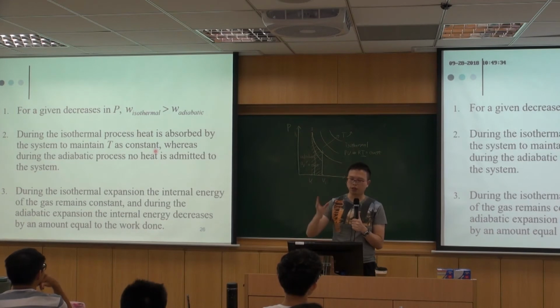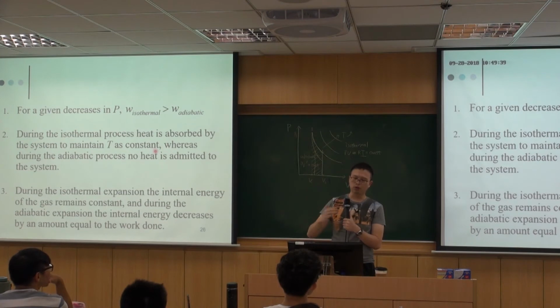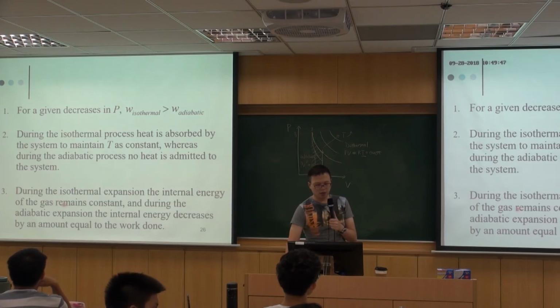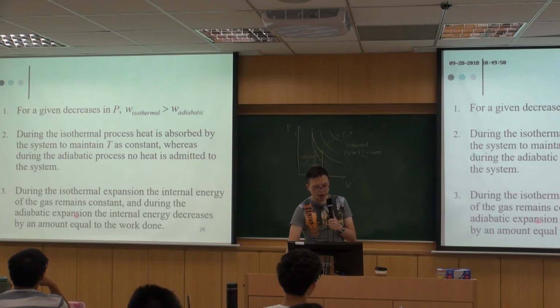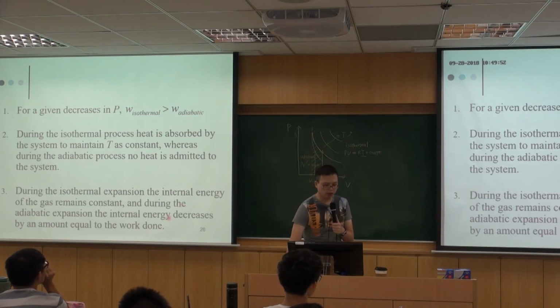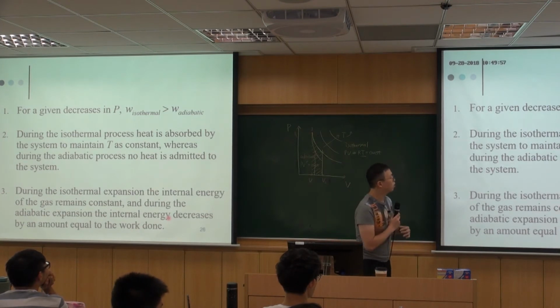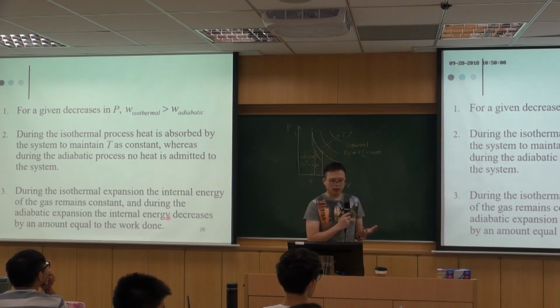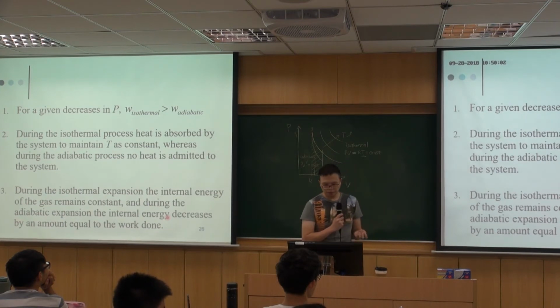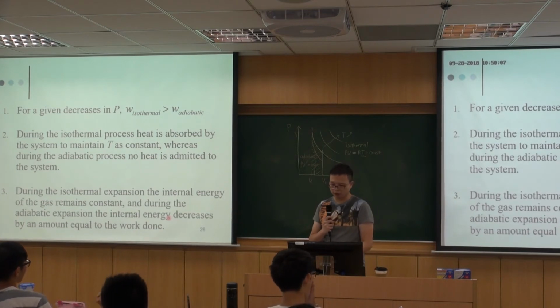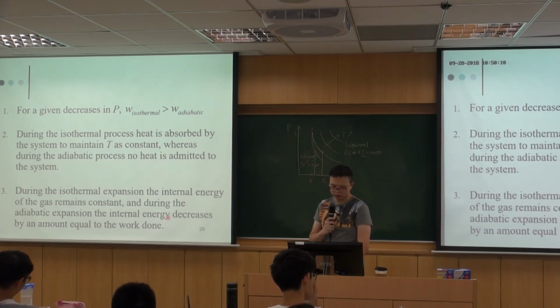dQ is 0, so you have to decrease your internal energy in order to do some work to the outside. During the isothermal expansion, the internal energy of the gas remains constant. For adiabatic, the internal energy decreases, and that is the same as the work done. So these are just rephrasing the first law into words. It's most straightforward: if you just write down the first law of thermodynamics, then everything will be clear.